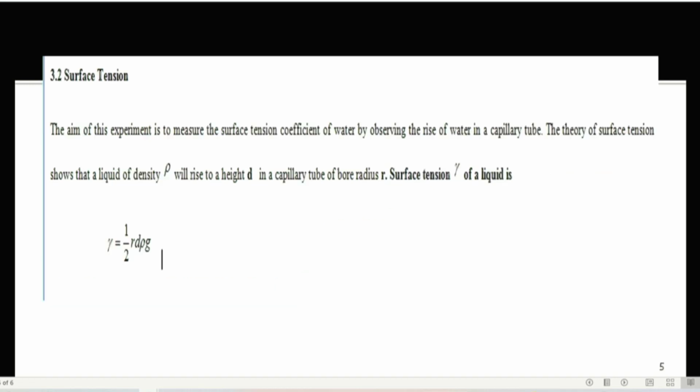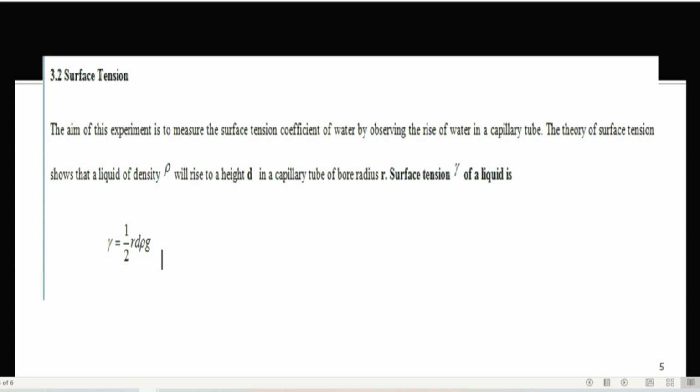Now, the second aspect of this discussion is on surface tension. The aim of this experiment is to measure the surface tension coefficient of water by observing the rise of water in a capillary tube. You have a capillary tube and water is poured in it. The rise of water in that capillary tube can help you to know the coefficient of surface tension of the water. And the theory of surface tension shows that the liquid of a particular density, if we use rho to represent the density, will rise to height d in a capillary tube of bore radius r.